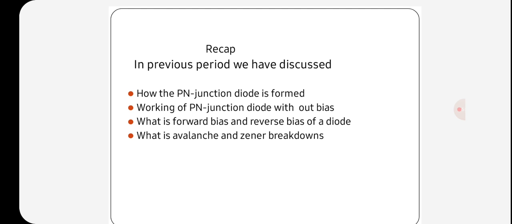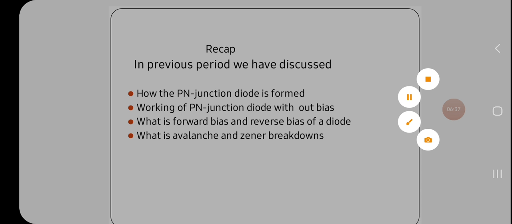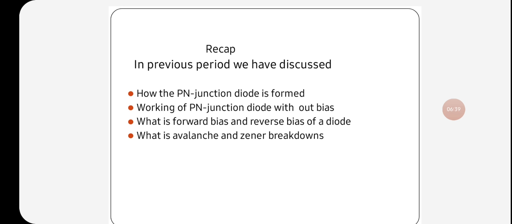Since there is no current flow and the junction offers high resistance, the applied reverse voltage V increases the potential barrier, thereby blocking the flow of majority carriers. The reverse bias increases the thickness of the depletion layer.